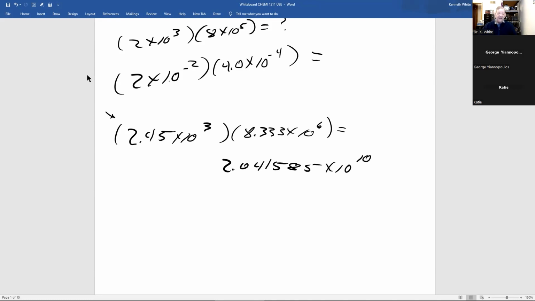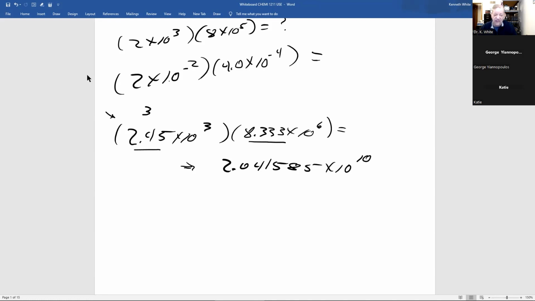This number. And the question is, is this the correct answer concerning significant figures? And the answer is no. So how do you get the correct answer? Well, you look at the first number. How many significant figures? All non-zero numbers are significant. So this has three.